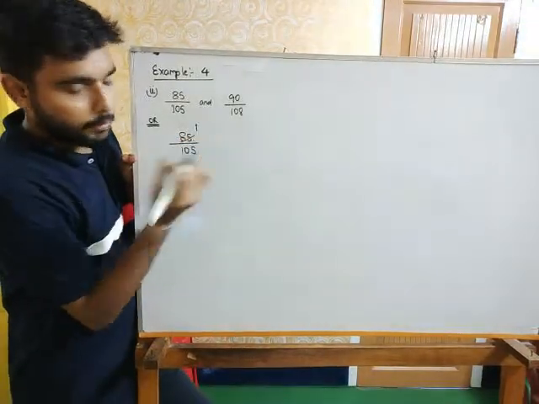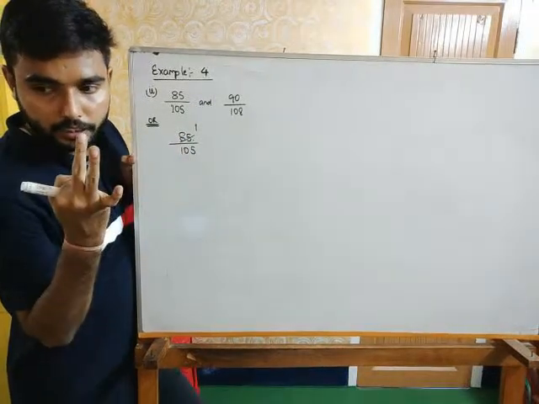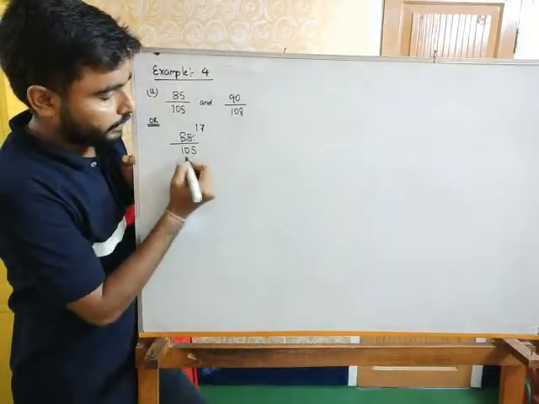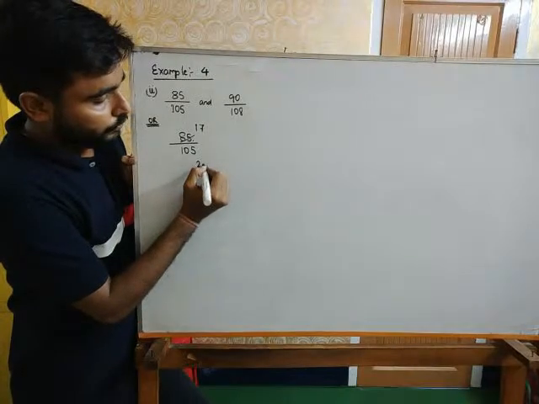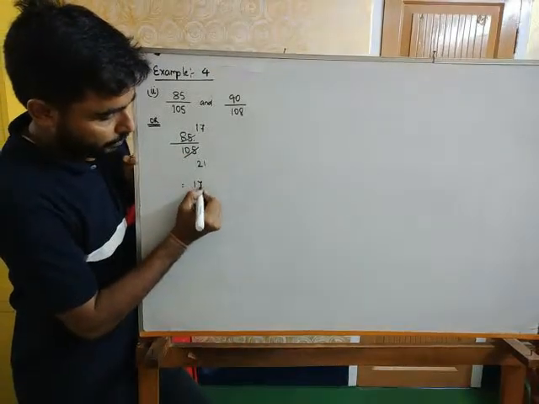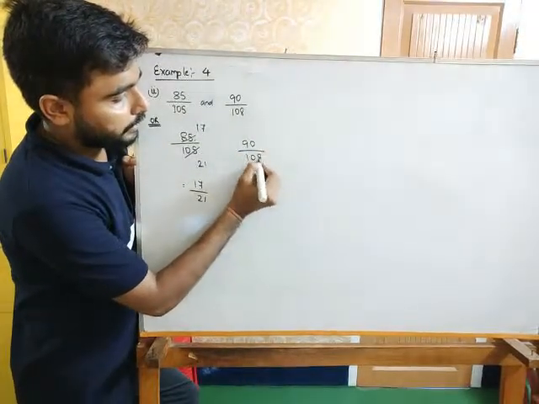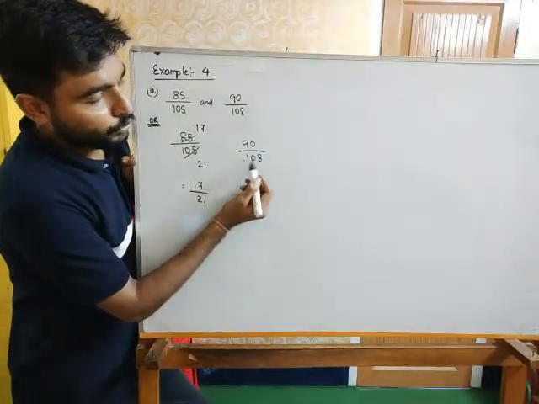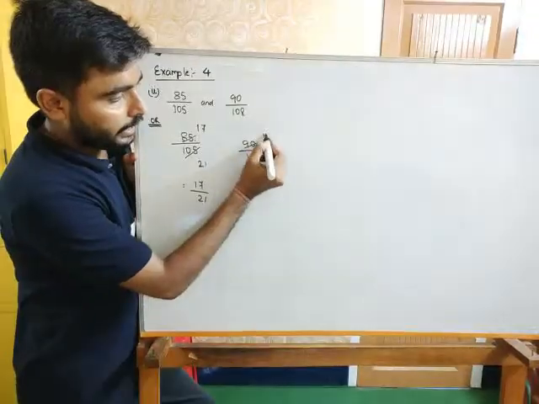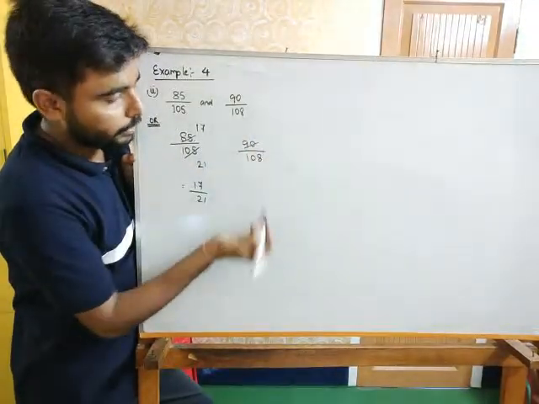5 1 time 5, remains 6 7 8, remains 3. 3 5 35, 35 7 times. 5 2 times 10, 5 1 times 5. So it became 17 by 21. Next, 90 by 108. It goes by the table of 9, 9 10 times 90, or it goes by the table of 2.